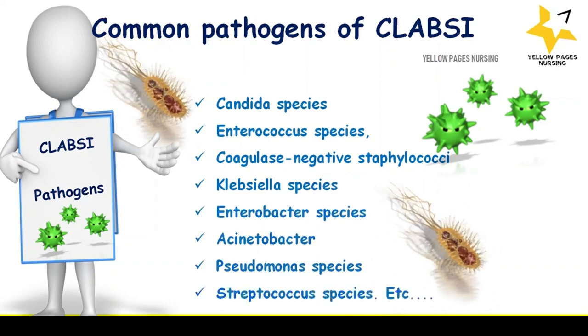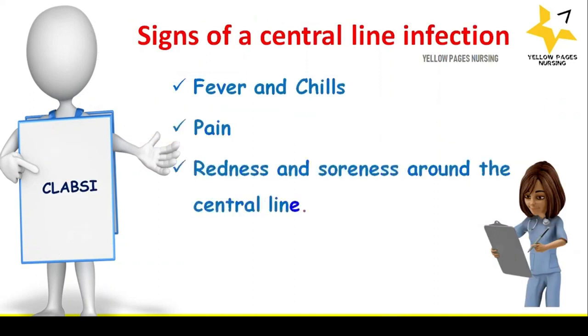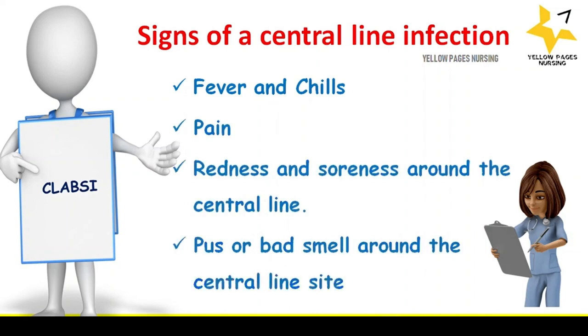Now comes signs of a central line infection: fever and chills, pain, redness and soreness around the central line, pus or bad smell around the central line site.